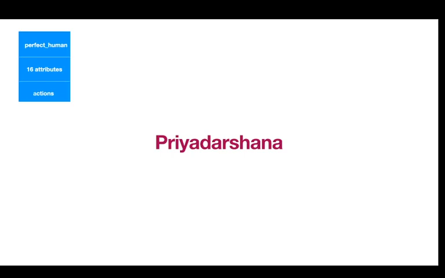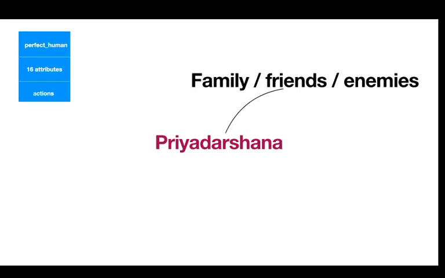Next is Priyadarshana, roughly translates to whose appearance makes people happy. If the mere appearance of somebody makes everyone happy, that quality is called Priyadarshana. Now it is very easy to appear good to family and friends, but can somebody's appearance make enemies also happy? Priyadarshana is a title given to that person whose appearance makes even enemies happy. That person is called Priyadarshana.